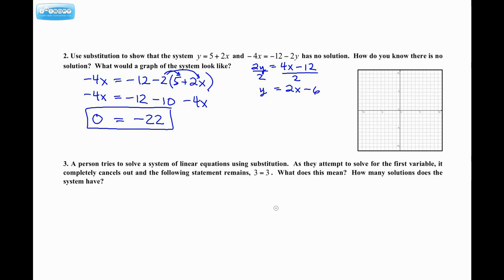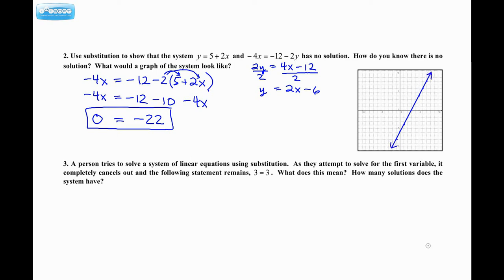Okay, so you can actually compare them now. This has a y-intercept of negative 6 and a slope of 2. So the line would look like so. Right? Here, I'll draw it in. Looks like that. There we go.